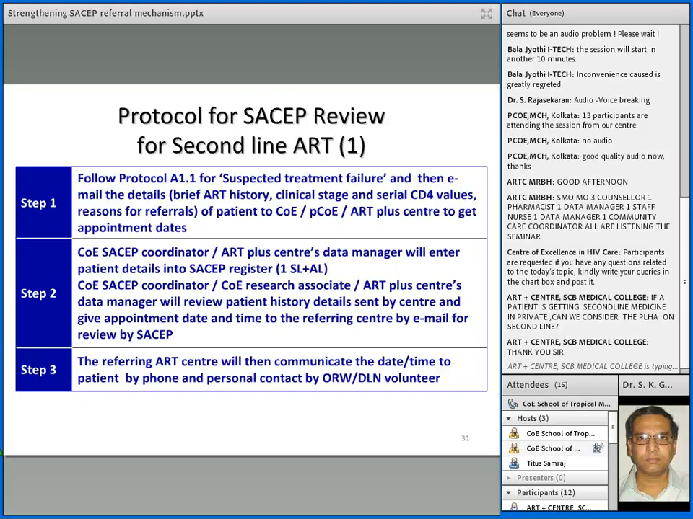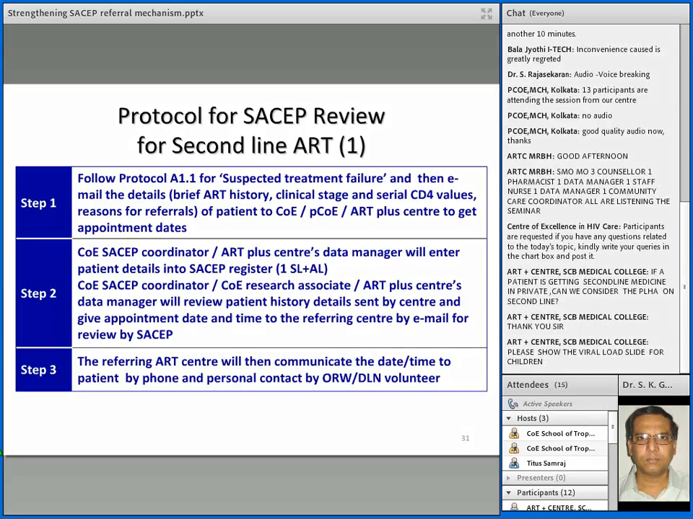I would like to reiterate once again, for an ART Plus Center where you don't have a SACEP coordinator or research associate, the question will be primarily fielded by the data manager, but the SMO and the MO need to guide him or her to ascertain the referral issues that we need to.